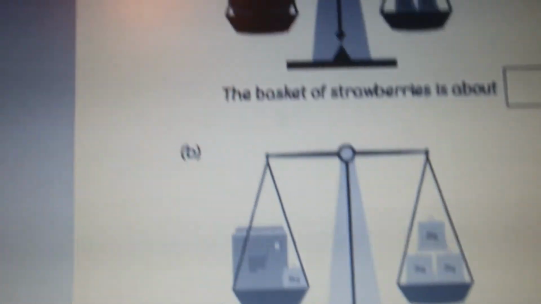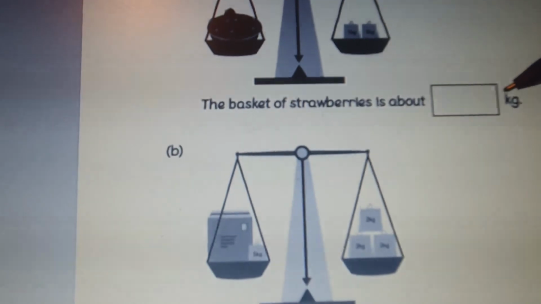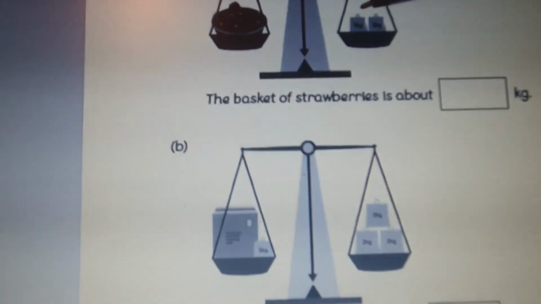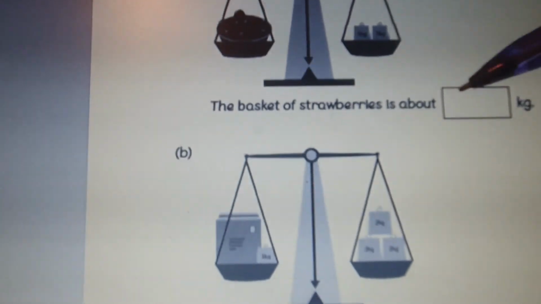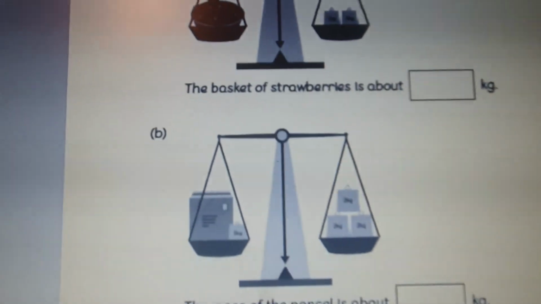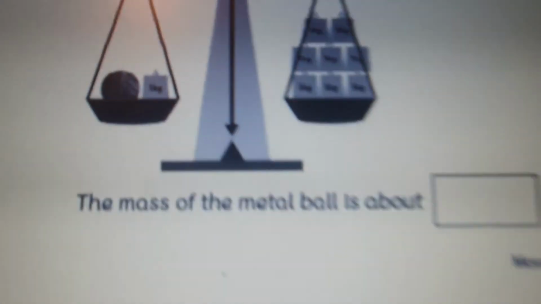And then here it says find the mass of each item below. The basket of strawberries is about what? So they're the strawberries, and these are the weights, and there's 1 kilogram, 2 kilograms. So that would be 2 kilograms altogether. Okay, so that one's okay.